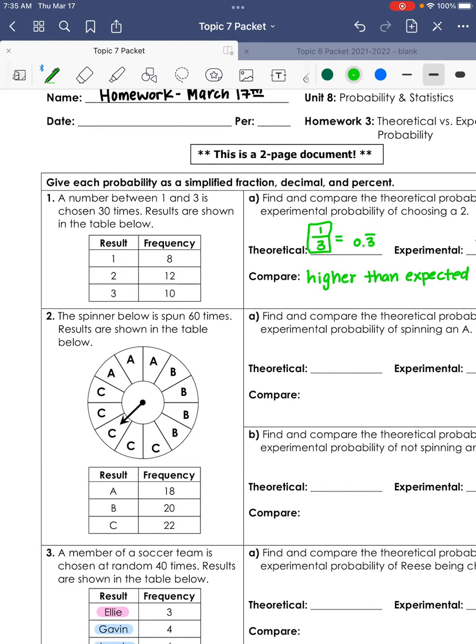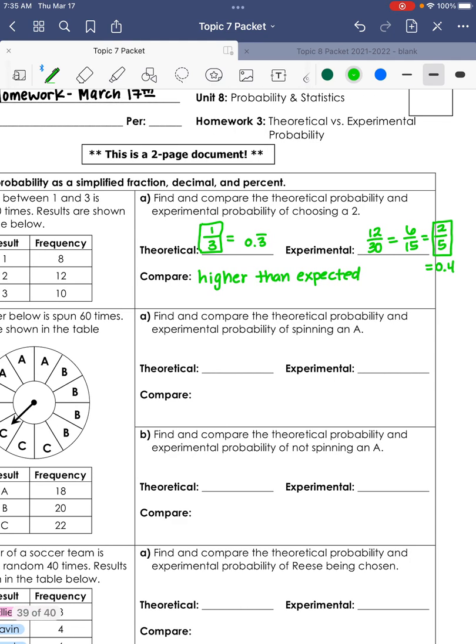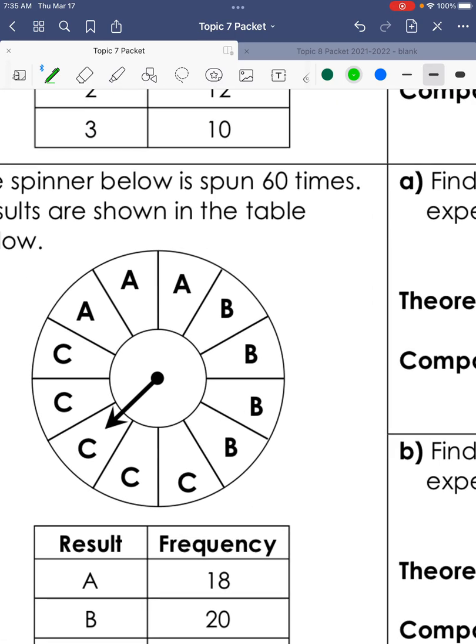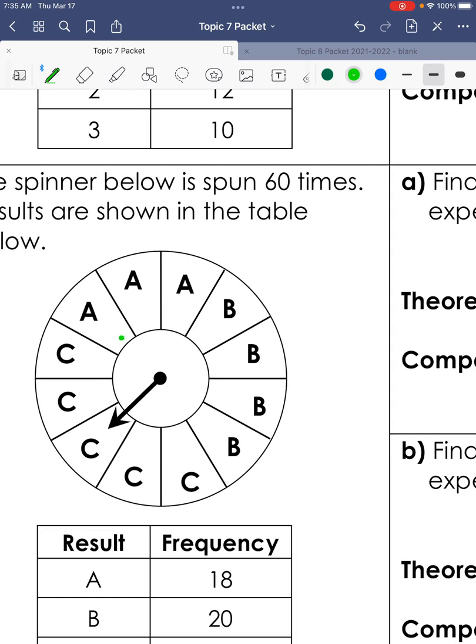The spinner below is spun 60 times. The results are shown in the table below. Okay, so A, find and compare the theoretical probability and experimental probability of spinning an A. Okay, so first thing I need to know is how many sections are on this spinner. So 1, 2, 3, 4, 5, 6, 7, 8, 9, 10, 11, 12. There are 12 sections on the spinner. That means that there are 12 total outcomes.